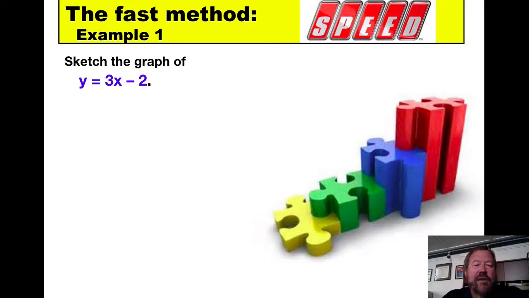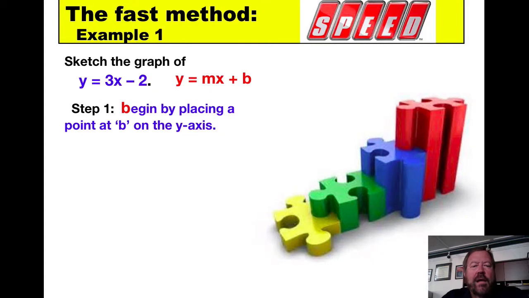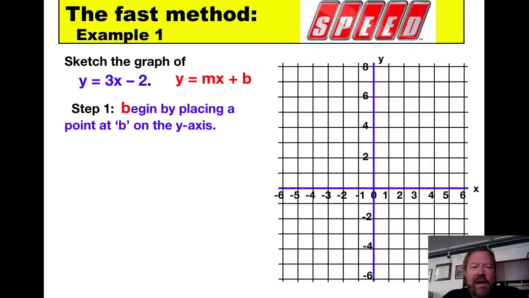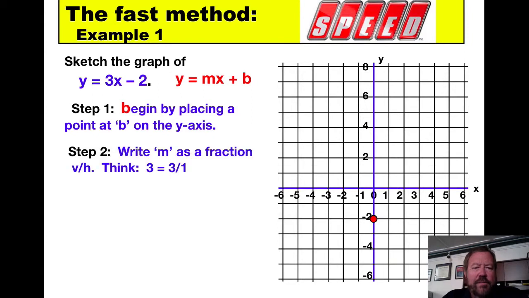Sketch the graph of y equals 3x minus 2. All right, step 1, begin, and notice the red B. Begin by placing a point at B on the y-axis. So again, we bring in a graphing grid. And the B number in our equation is -2, so we place a point at -2.